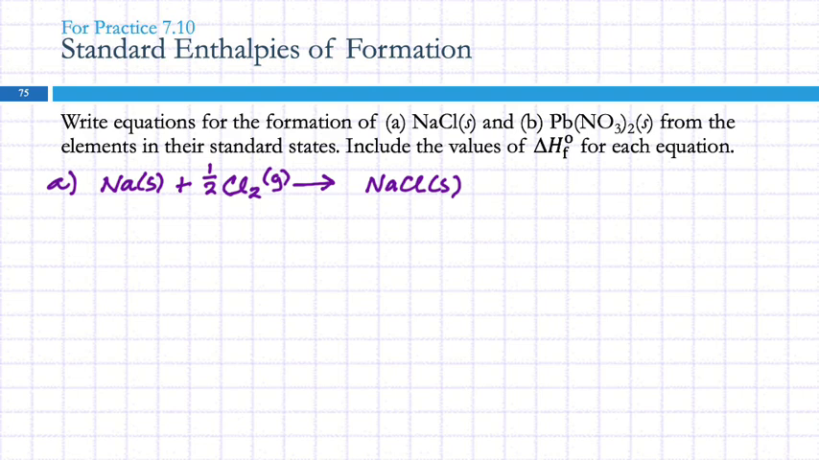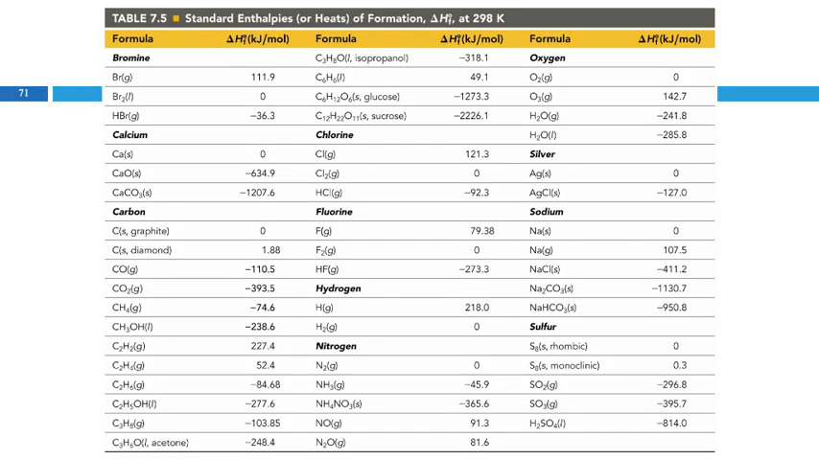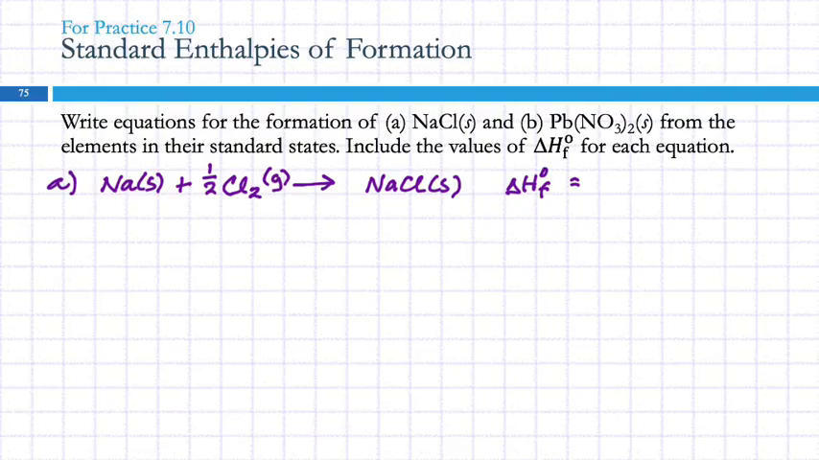And then we're supposed to write a standard heat of formation for the sodium chloride. Well, we're going to go to the table and look for it. So here we have NaCl solid, minus 411.2. So this is minus 411.2 kilojoules for every mole of sodium chloride that's formed. Okay? It's doable. It's a little weird, but it's nothing too crazy.